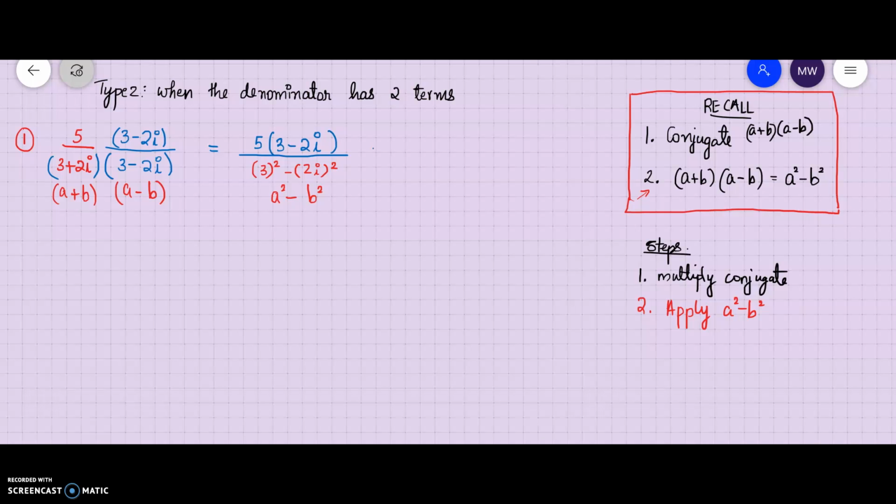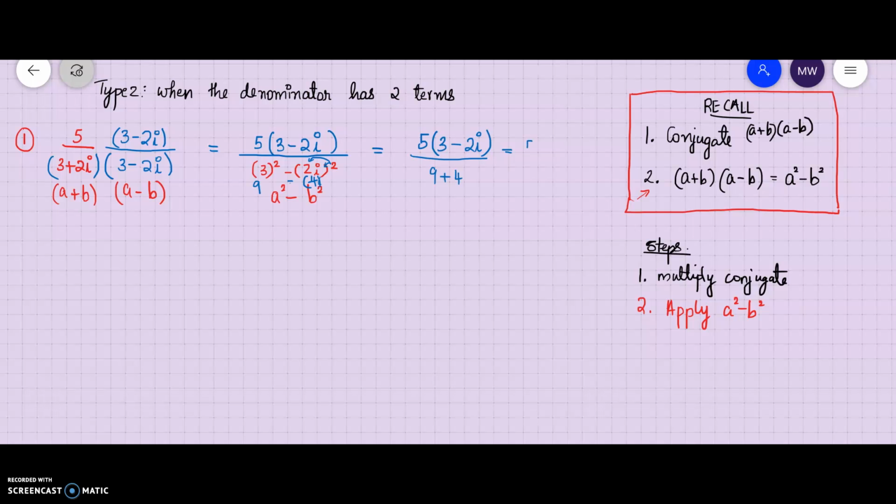And then in the next step, we can just write 5. We don't have to distribute it. You can leave it just like that. And then here, 3 squared, we will get it as 9, minus 2 squared. The square is for the 2 as well as for the i. So 2 squared is 4 and i squared is negative 1. So that becomes a negative 4. And the negative and the negative 4 in the denominator becomes 9 plus 4 now.